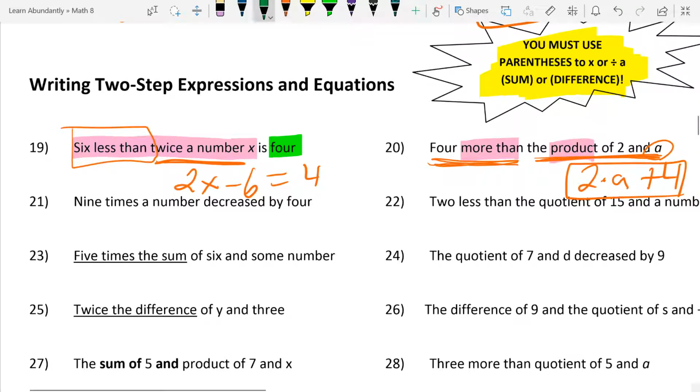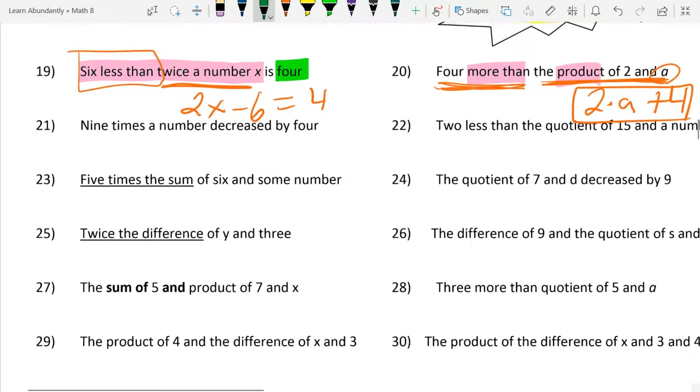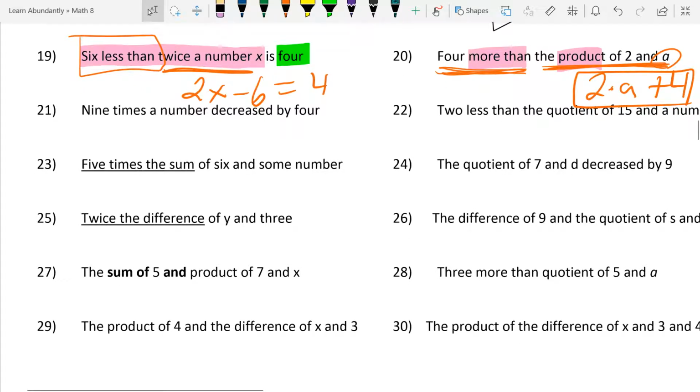So in number 21, 9 times a number decreased by 4. When we look at those two parts, that means we're doing two things. 9 times a number, and then we're decreasing it by 4. So decrease is going to be one of our words that means subtract.